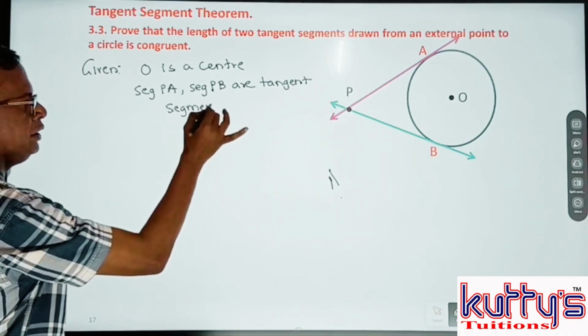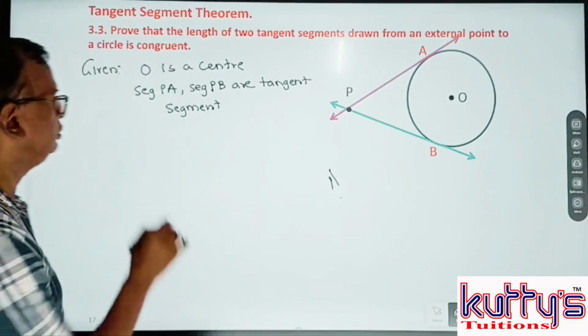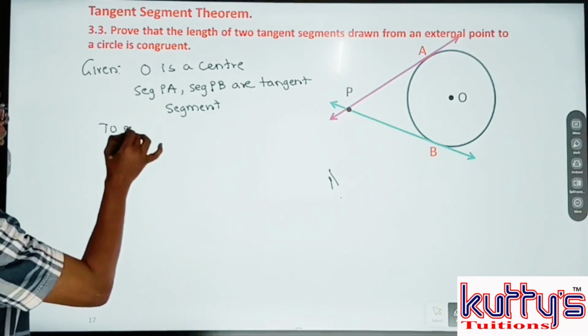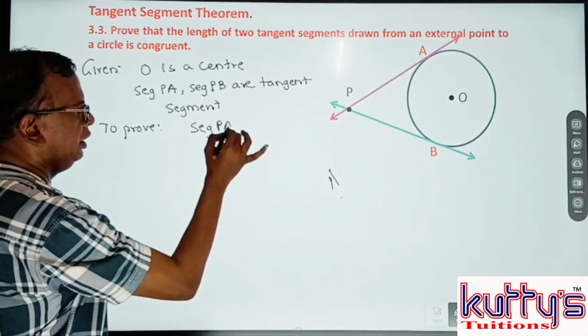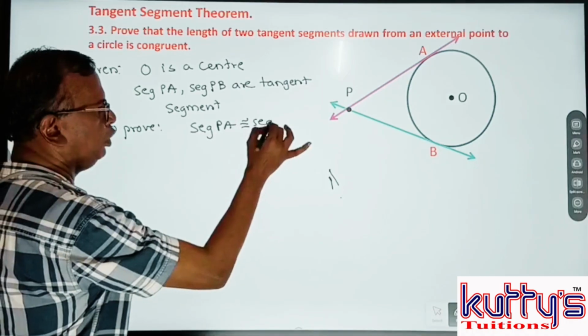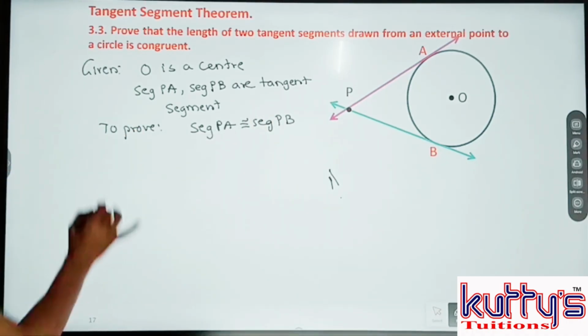And what do you have to prove? We have to prove that the tangent segments are congruent to each other. So what do you have to prove? We have to prove that segment PA is congruent to segment what? PB. Right? Then the construction.